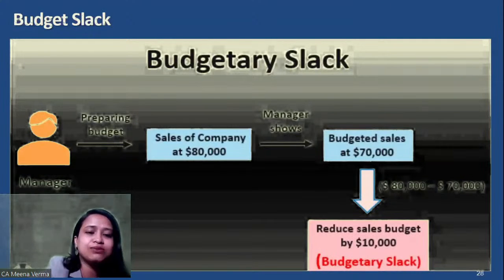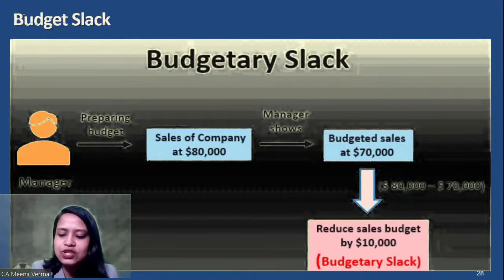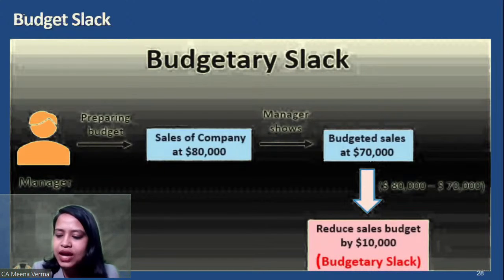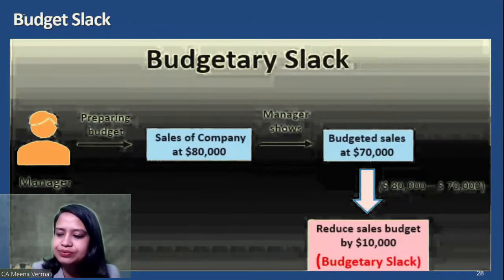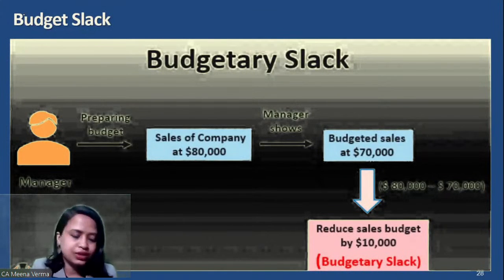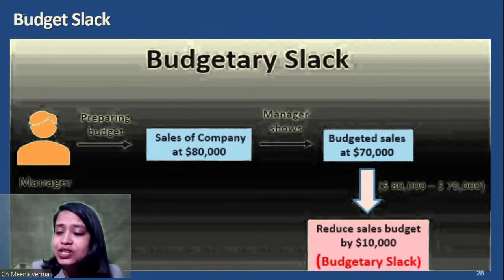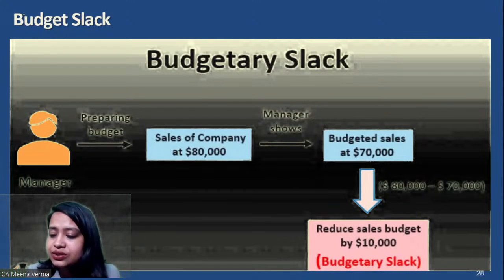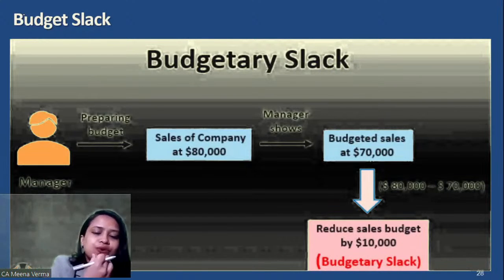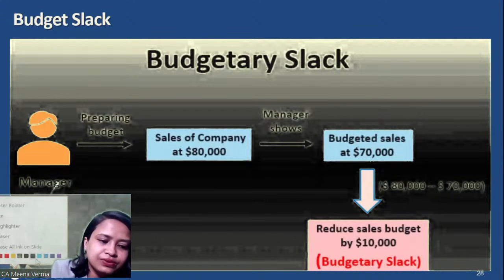What happens in budgetary slack, you can see in this image. This image clarifies what actually happens in budgetary slack. Tell me, is it clear or not? Any doubt? So you can see here we have a manager at this place.